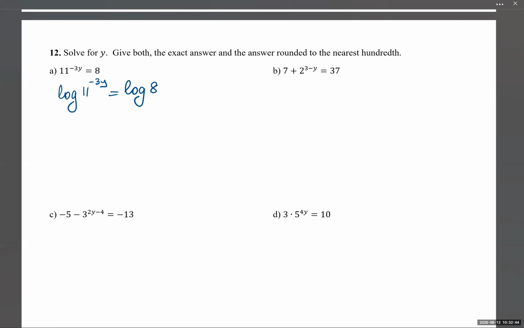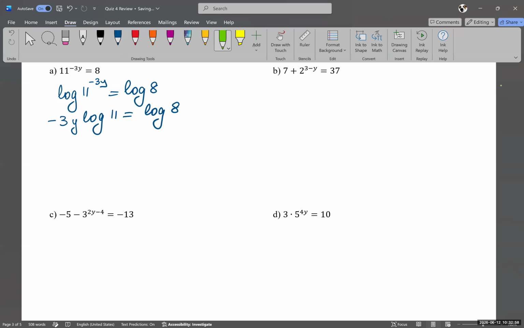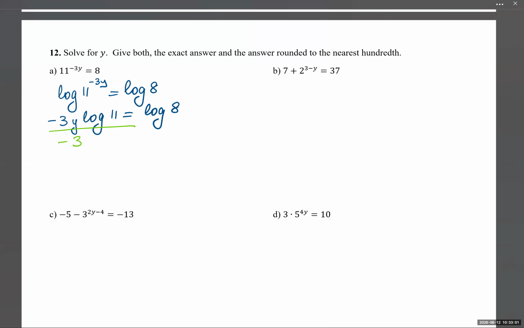Now, this power will go to the front of the log: negative 3y times log base 10 of 11 equals log base 10 of 8. Now we're going to divide by whatever is attached to the log. So negative 3 and then log base 10 of 11, both sides. Negative 3 times log base 10 of 11. On the left-hand side, all you will have left is y, and on the right-hand side, it's log base 10 of 8 divided by negative 3 log base 10 of 11.